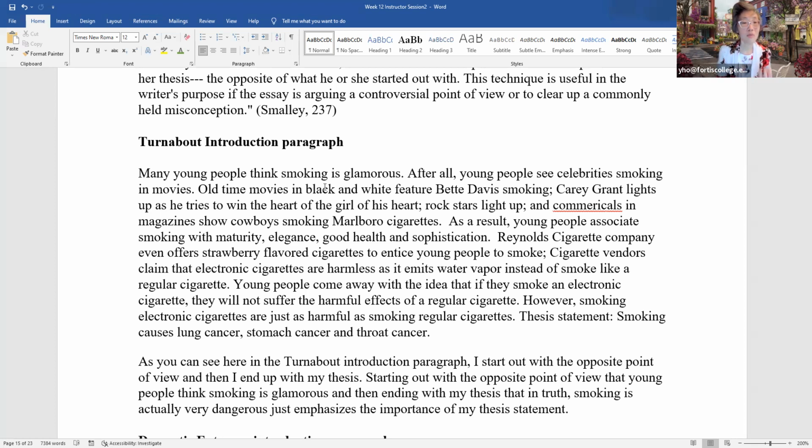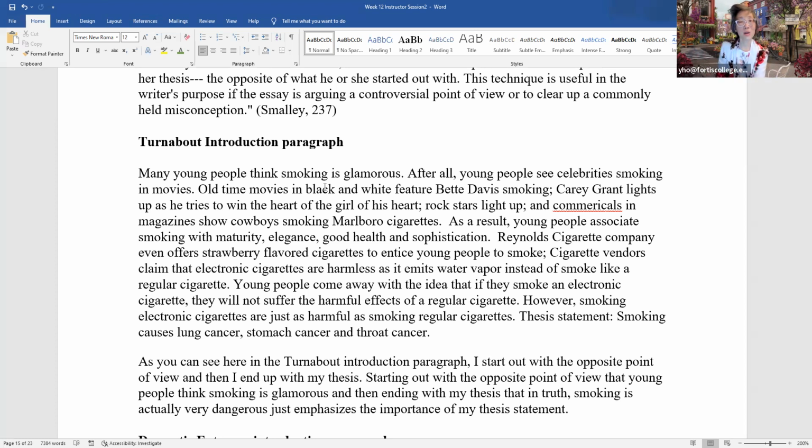The Reynolds Cigarette Company even offers strawberry-flavored vaping cigarettes to entice young people to smoke. Cigarette vendors claim that electronic cigarettes are harmless as they emit water vapor instead of smoke like a regular cigarette. Therefore, young people come away with the idea that if they smoke an electronic cigarette, that is a vape, they will not suffer the harmful effects of a regular cigarette. Now we're going to turn it about, because in your thesis statement you turn about what the other people said. However, smoking electronic cigarettes is just as harmful as smoking regular cigarettes. And any kind of smoking, because of nicotine, causes lung cancer, stomach cancer, and throat cancer.